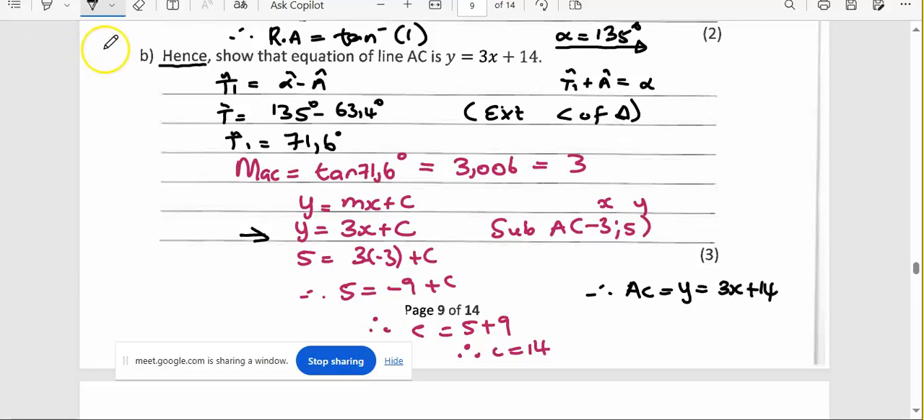We've answered this question. How many marks? 3 marks. Right. It says, hence show that the equation of line AC is y equals 3x plus 14. Do you understand how we did this one? So that we can move to the next question.